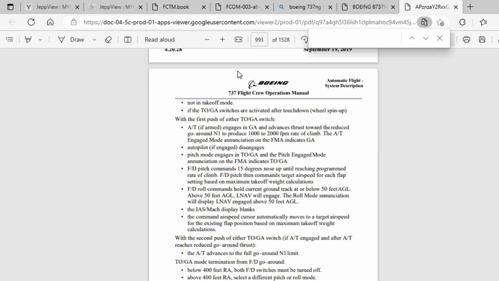So it's a pretty set rate of climb. It's a pretty decent rate of climb. It's not too steep, it's not too shallow. It's just sufficient to reach the go-around altitude. The auto throttle engage mode enunciation on the FMA will indicate that.